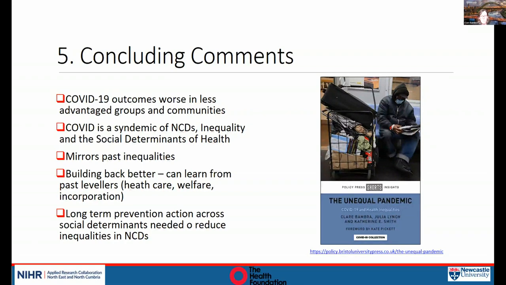In terms of where do we go from now, obviously the government's drawing up its white paper, drawing up economic redevelopment plans, looking at the regions, and I think we can learn from what we know from the past levelers that healthcare investment, social policy investment, poverty reduction and the political incorporation of minority groups can be helpful in terms of reducing health inequalities. And of course, from both health inequalities and a pandemic prevention focus, we need to think about reducing inequalities in non-communicable diseases going forward.